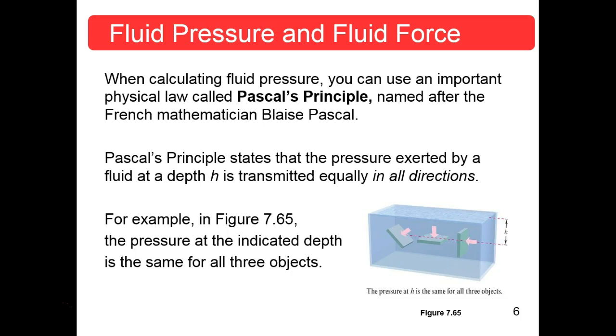Okay? That was basically Pascal's principle. So in this figure, the pressure at the indicated depth is the same for all three objects at that point. Certainly this object has greater pressures here, lesser pressure there, and this one is greater pressure here, lesser pressure there. But at that point, all the pressures are the same. Now, here's another thing. If you have a planar surface here, the pressure is always perpendicular to the plane. That's why for this one at an angle like this, the pressure is perpendicular to that.